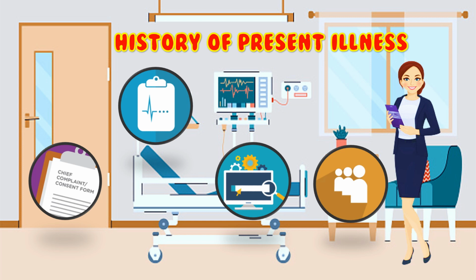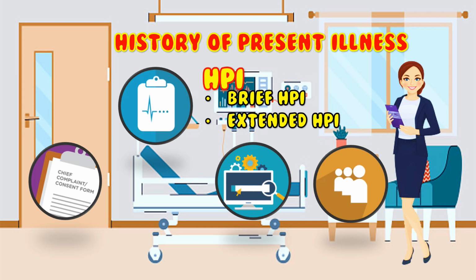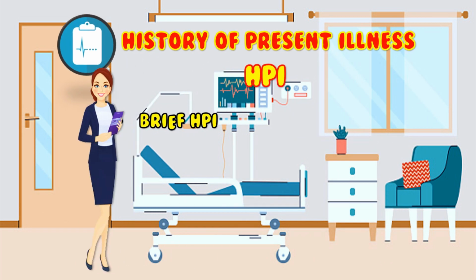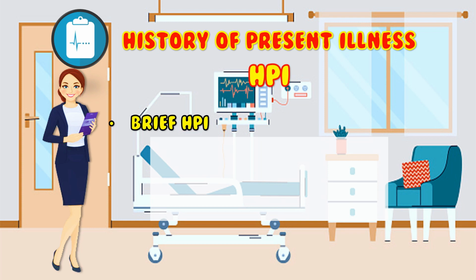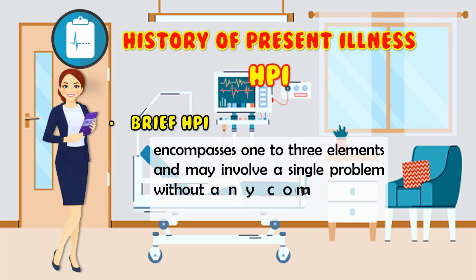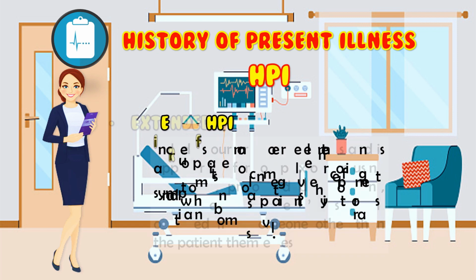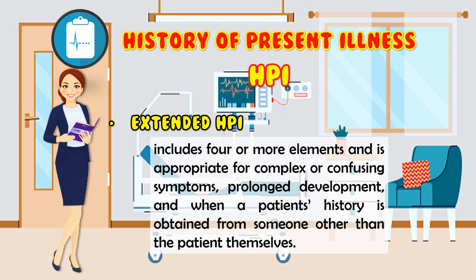There are 2 types of history of present illnesses, also referred to as HPI. There is a brief HPI and an extended HPI. A brief HPI encompasses 1 to 3 elements and may involve a single problem without any complicating factors or symptoms. Whereas an extended HPI includes 4 or more elements and is appropriate for complex or confusing symptoms, prolonged development, and when a patient's history is obtained from someone other than the patient themselves.